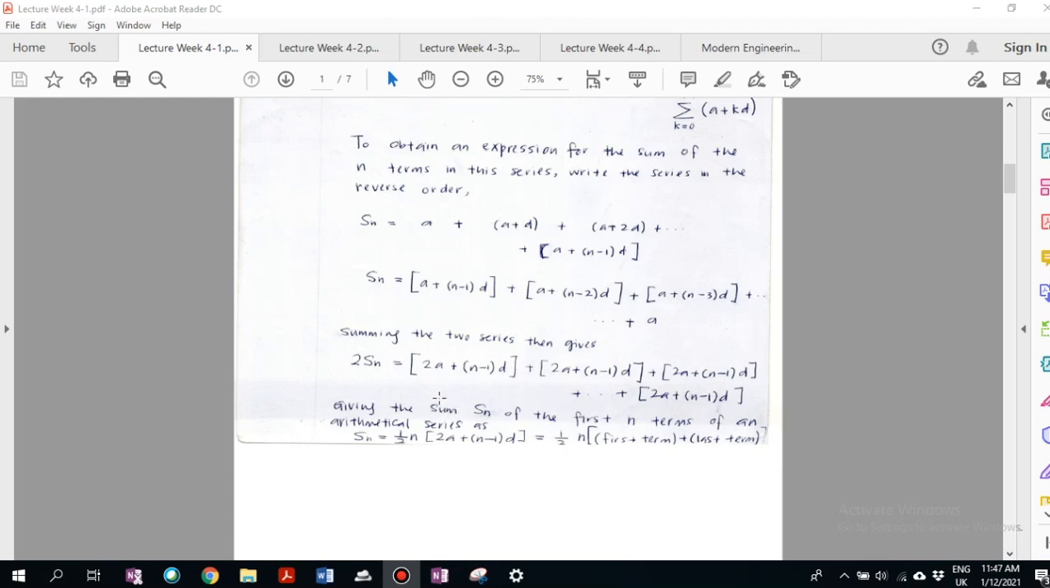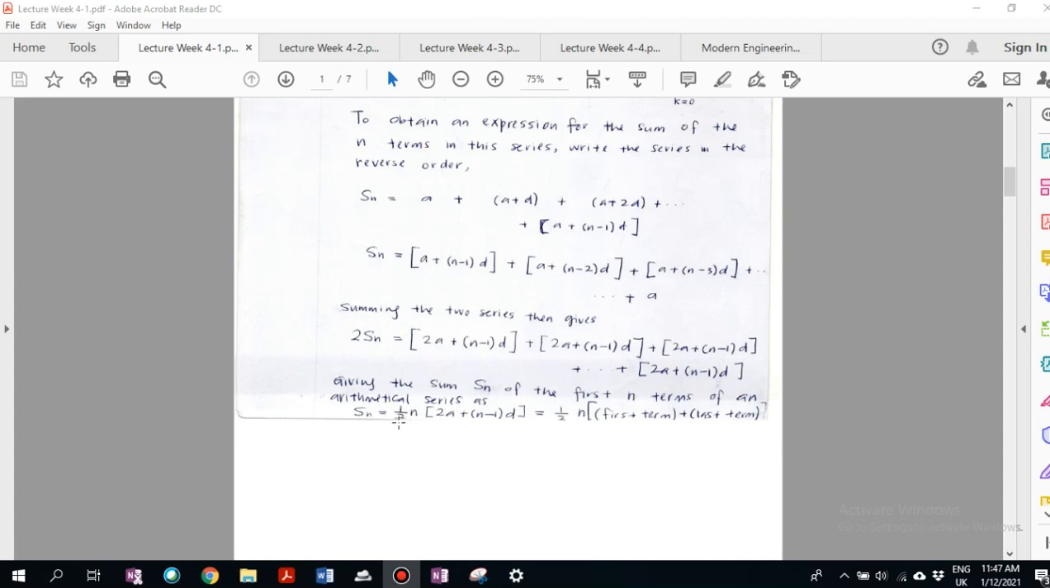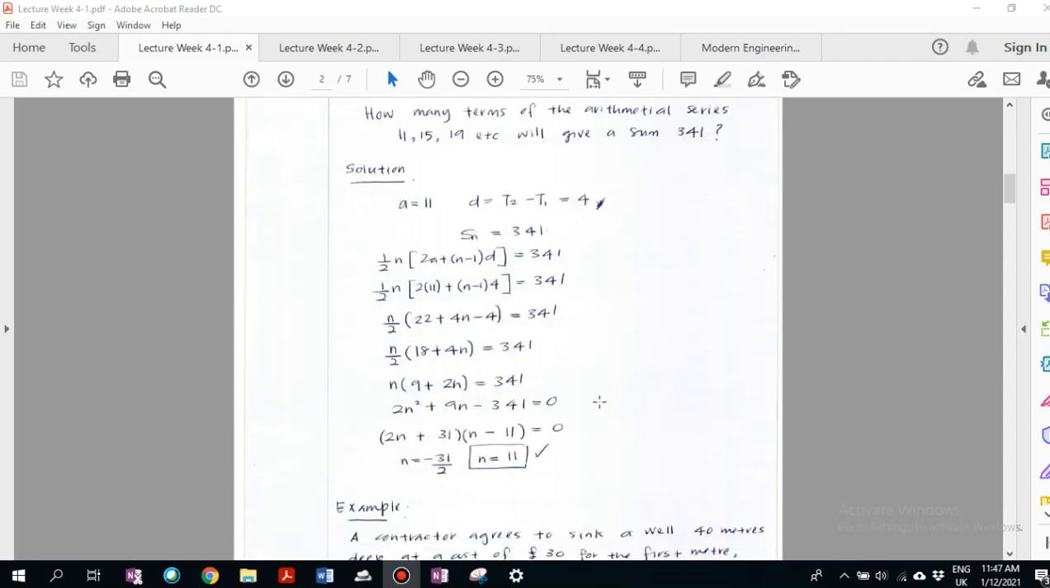And when we take Sn as the sum of all the series, finally we will get the main equation of 1 over 2 n times 2a plus n minus 1 times d, where a is the first term and d is the common difference.